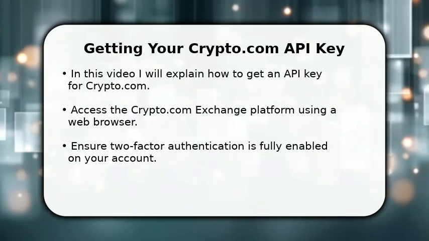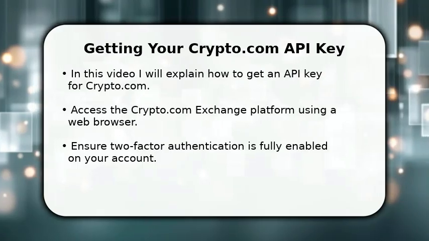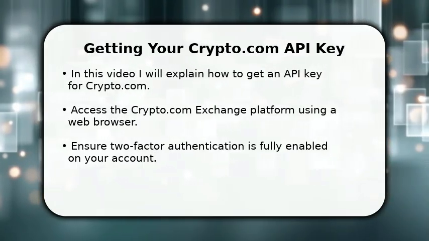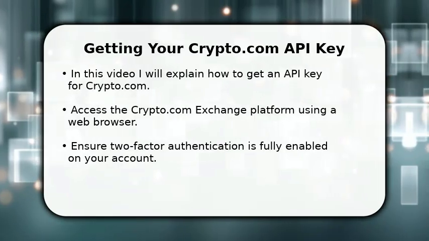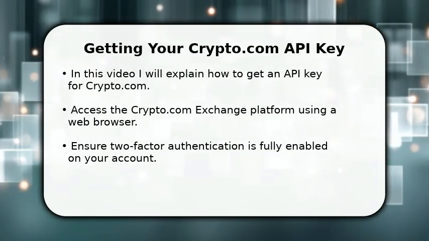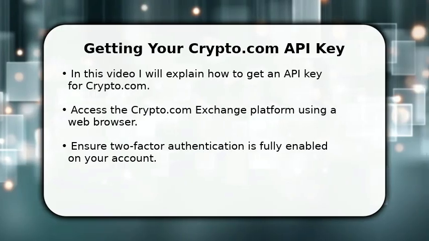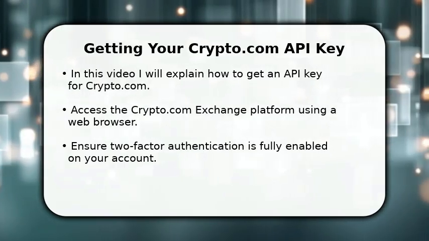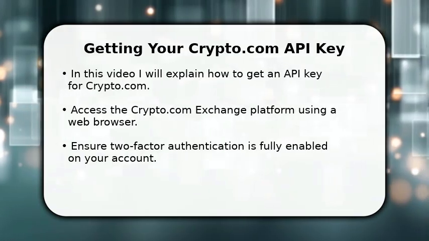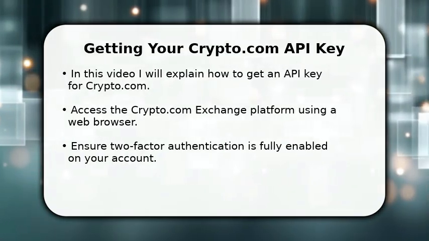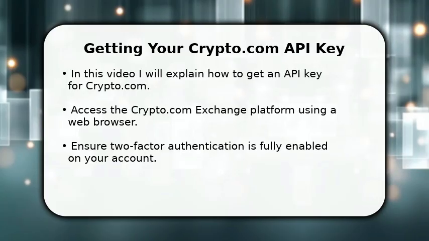Hello everyone. In this video, I will explain how to get an API key for Crypto.com. This is the only way to programmatically interact with your exchange account. First, you will need to log into your Crypto.com exchange account through a web browser, as this feature is not available on the mobile application. It is crucial to have two-factor authentication enabled for your account's security.